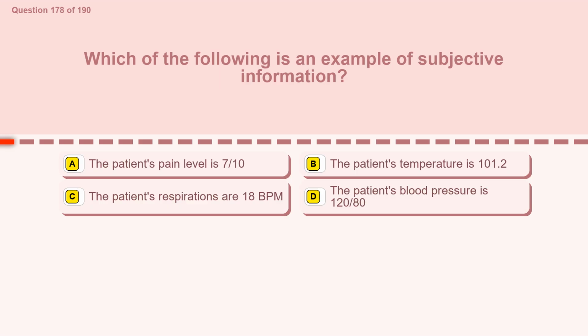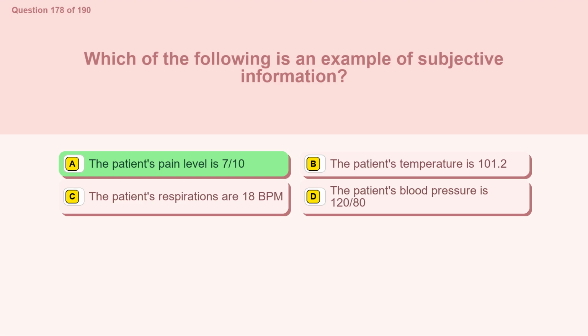Question 178. Which of the following is an example of subjective information? Option A. The patient's pain level is 7/10. Option B. The patient's temperature is 101.2. Option C. The patient's respirations are 18 bpm. Option D. The patient's blood pressure is 120/80.